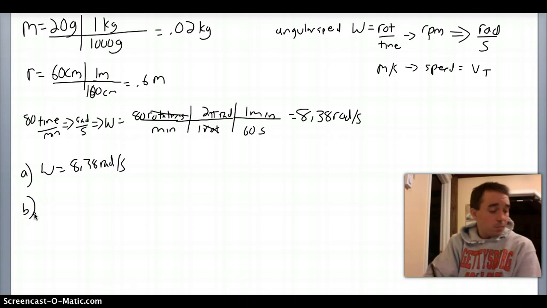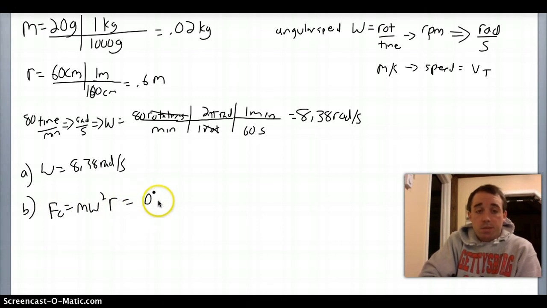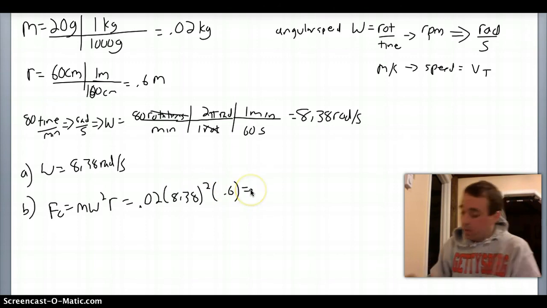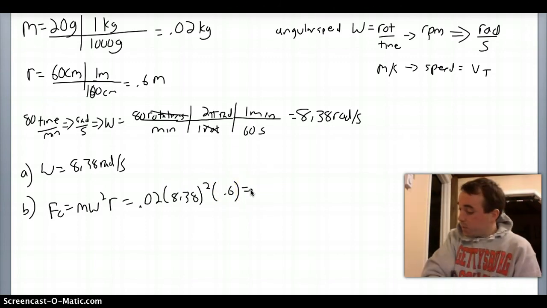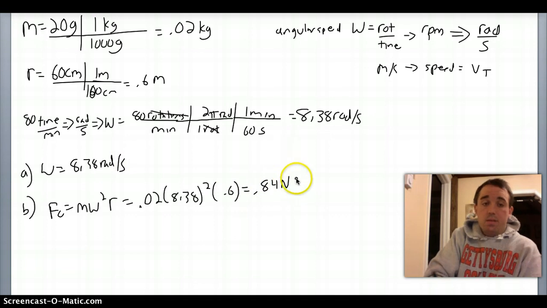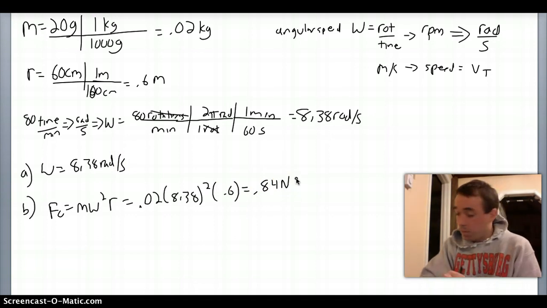Part B, I have to find the force. Well, the centripetal force from the notes is m omega squared times r. So I just have to multiply the 0.02 times my omega squared, 8.38 squared, times 0.6. And I get 0.84 newtons. Alright, so hopefully that helps with question 1.